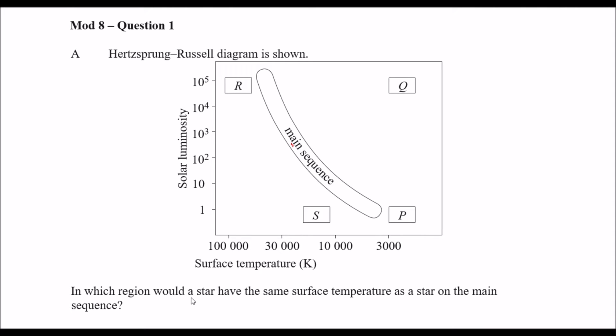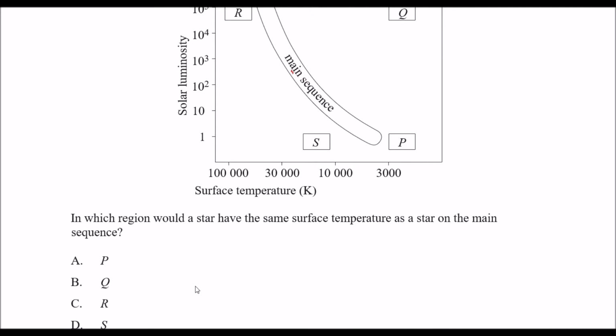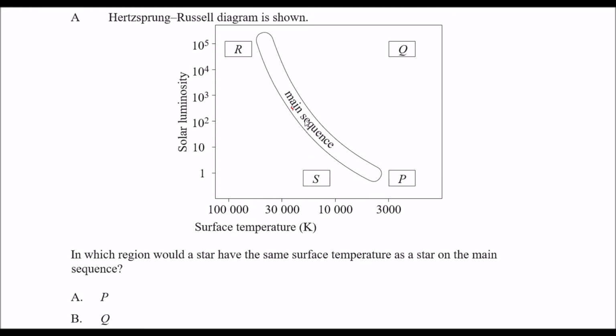It says, which region would a star have the same surface temperature as a star on the main sequence? So we have position R, Q, S, and P. Let's see what the options are. So we have A, B, C, these options here. If you have a look at our diagram here, S is actually the only one that's in the main sequence. So in that sense, S would be the one star with the same surface temperature as the main sequence.